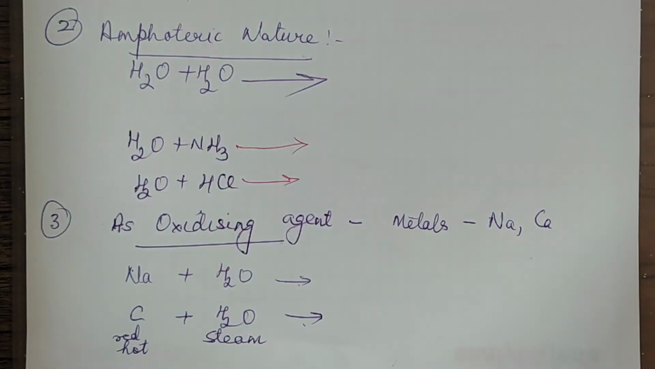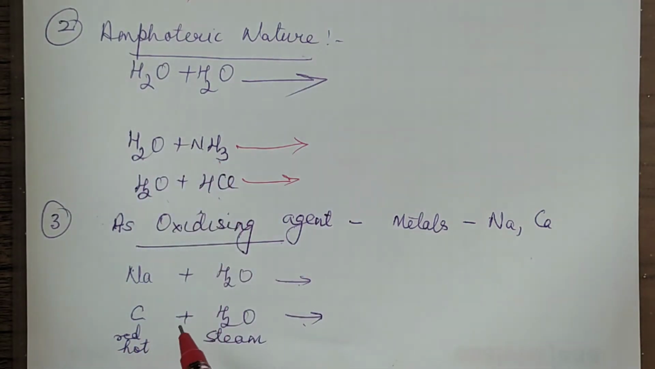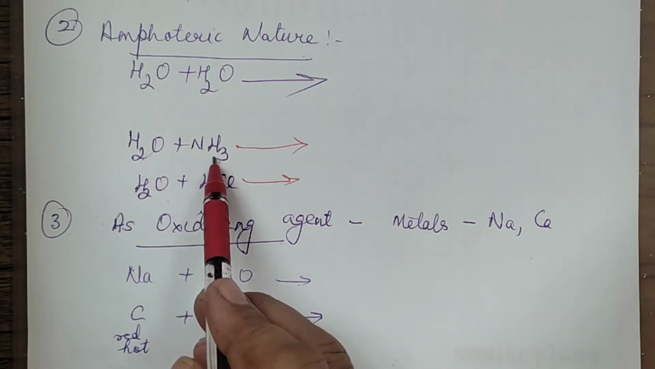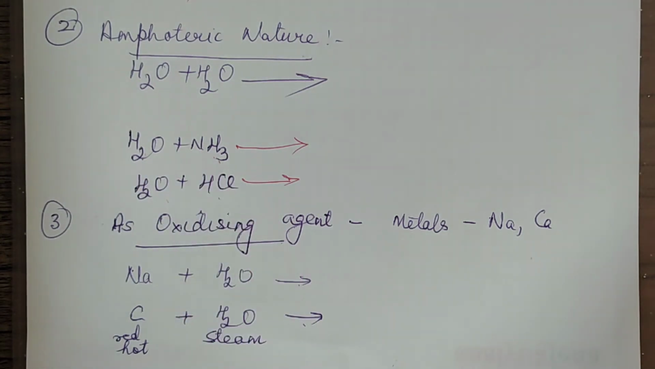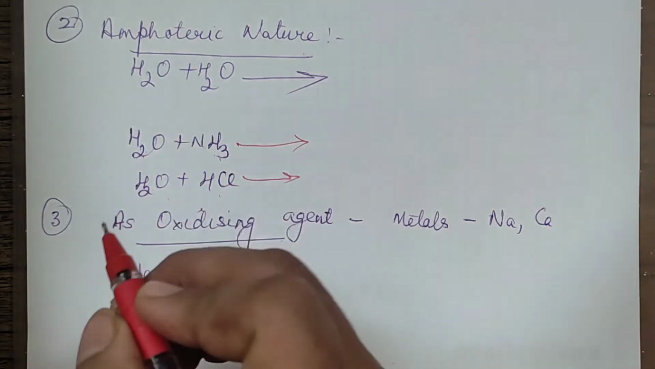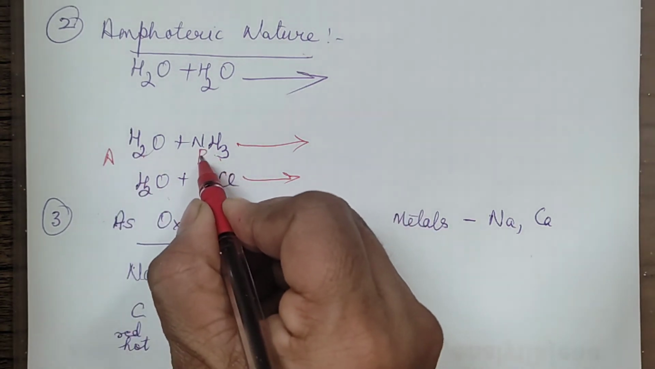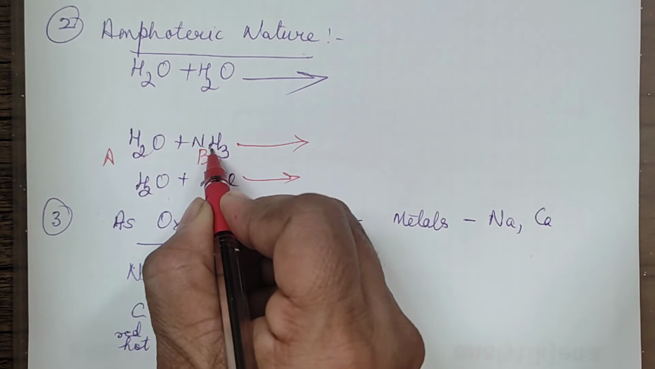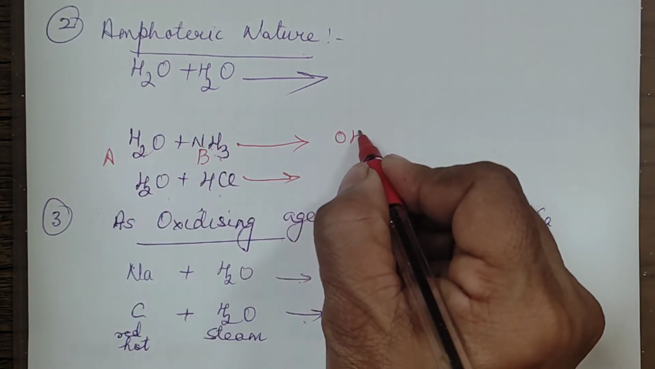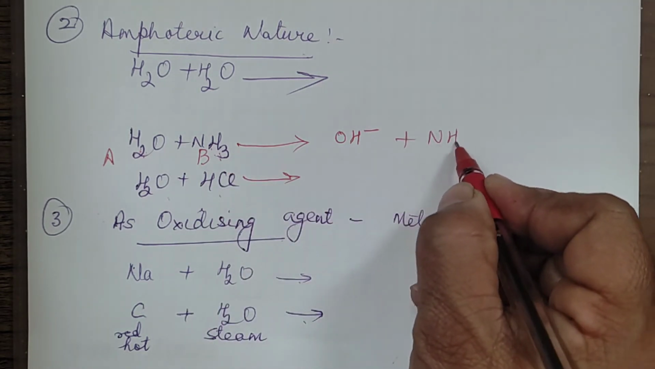This we also study in Bronsted-Lowry theory. Suppose water is reacting with ammonia or with HCl. When water is reacting with ammonia, one of them has more tendency to give H+. The one which has more tendency to give H+ will be acting as acid. So in the first case, this is acting as acid, this is acting as a base, and it is giving its H+ to it. When it gives its H+, it forms OH-, and because ammonia has accepted its H+, it has formed NH4+.